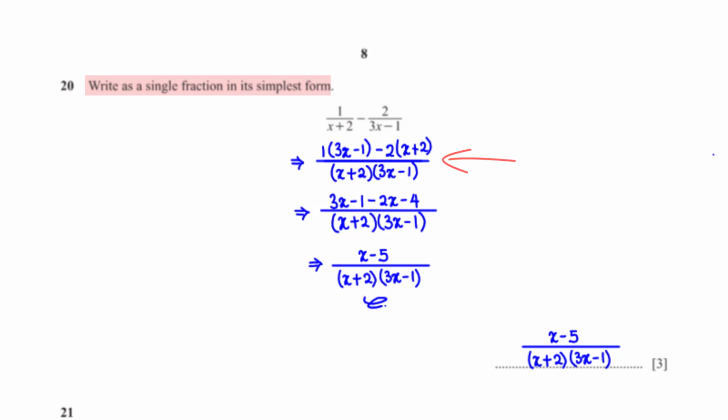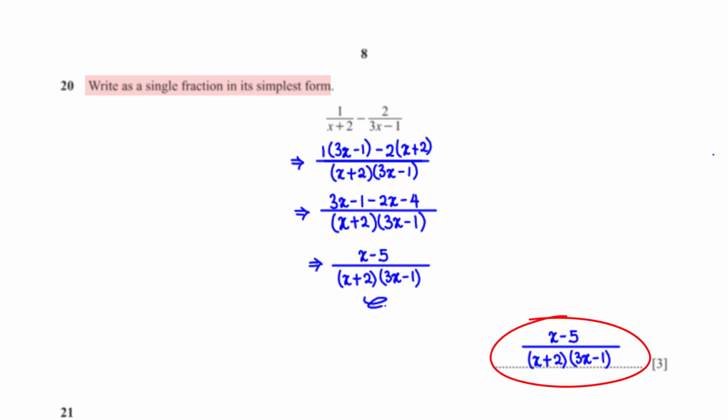When we expand the brackets, we have 3x minus 1 minus 2x minus 4, and we can go ahead to further simplify the numerator, and that gives us 3x minus 2x, which is x, and minus 1 minus 4, which is minus 5, and that leaves us with a final answer of x minus 5 divided by x plus 2 times 3x minus 1.